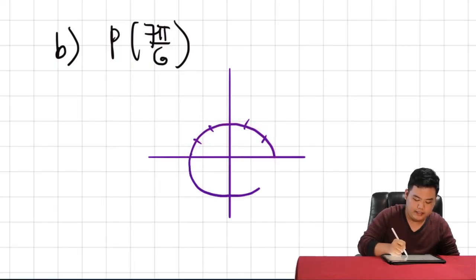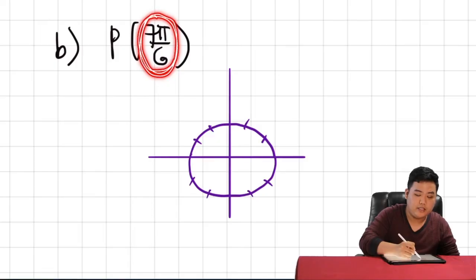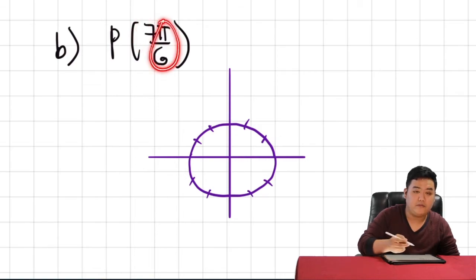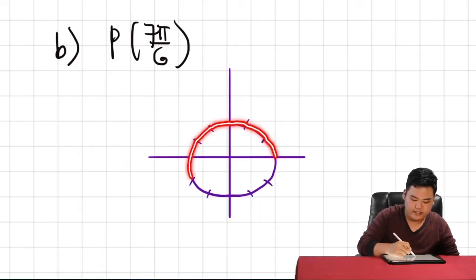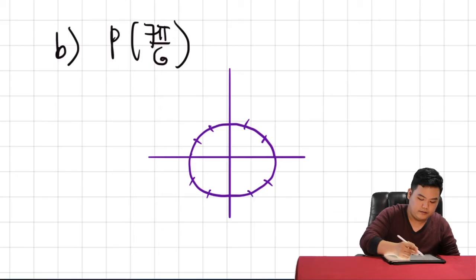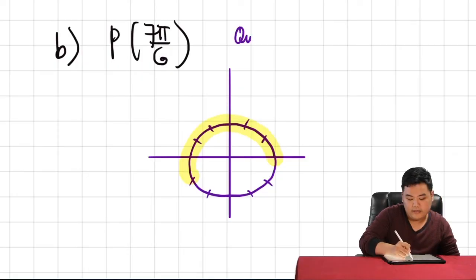So, gawa pa tayo ng isa and divided by 6. Okay? So, saan tayo magpo-fall? Sabi natin, nagsa-start to sa 1, 0, counterclockwise kasi positive. And you take 7 of this, pi over 6. 1, 2, 3, 4, 5, 6, 7. So, siya ay nasa quadrant 3. Okay, so this is in quadrant 3.